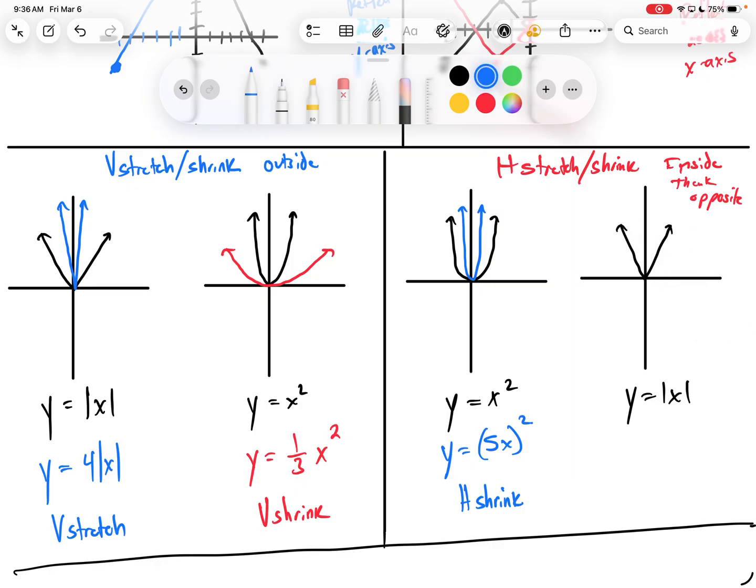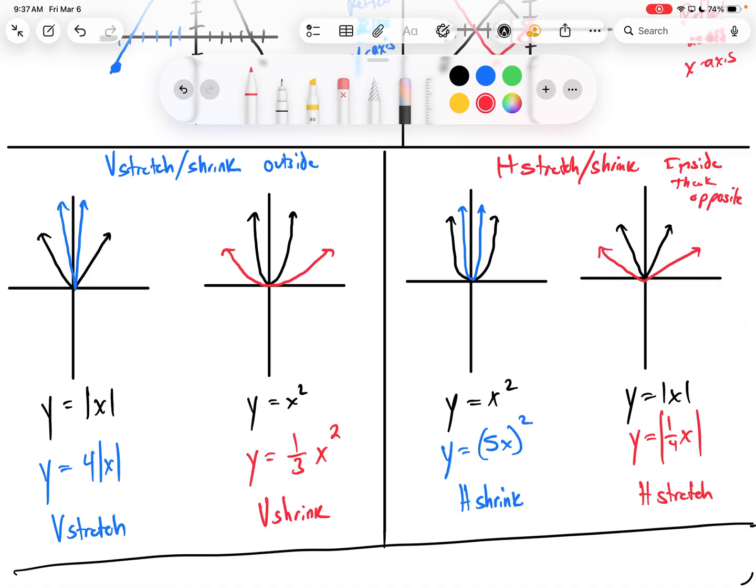Y'all probably see the pattern here, though. Y equals 1/4 on the inside, 1/4 x. I'm going to horizontally stretch it, which kind of makes sense in your head, because if it goes up 1/4 as fast, and I grab the left and the right side and stretch it, it's going to go up slower. It's going to go up 1/4 as fast, basically.